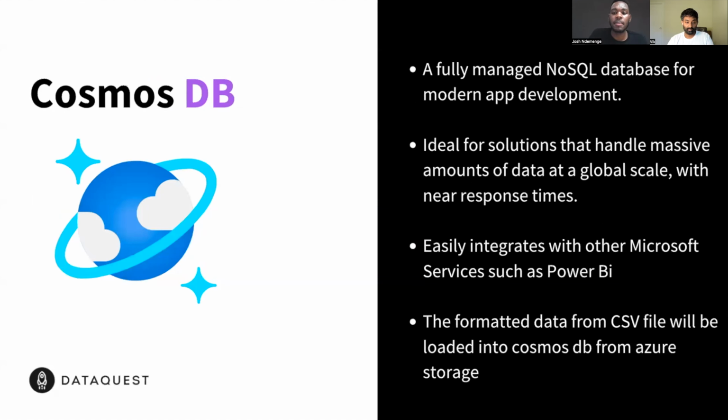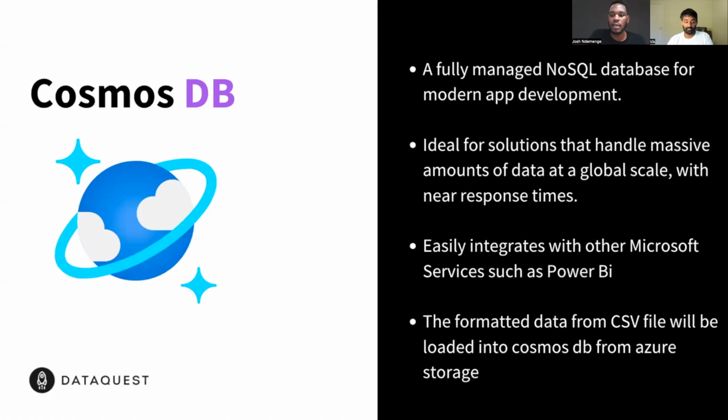The other service that we're going to be looking at is Cosmos DB. So Cosmos DB is a managed NoSQL database for modern app development. Suppose you're building an IoT solution and you have millions of devices or thousands of devices that are sending data every second to the cloud, then you need a solution that can handle a massive amount of data at a global scale. And it needs also to have the capability for near real-time response. So in this case, Cosmos DB on Azure is an ideal solution for that.